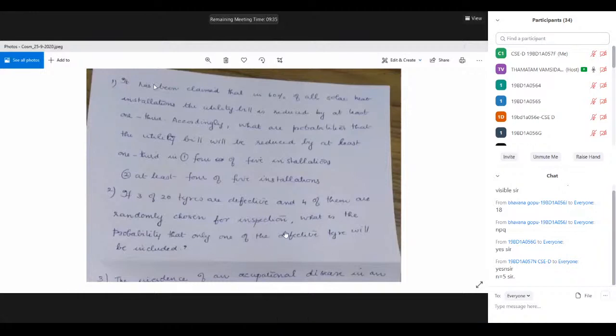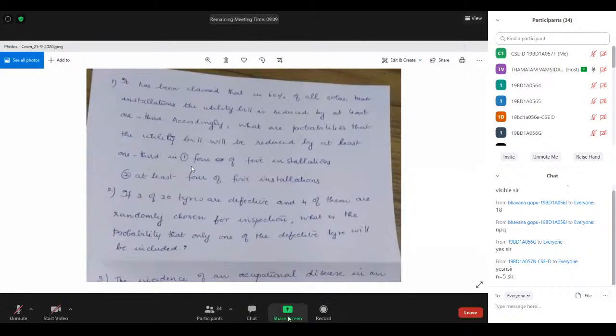Okay, we have only few minutes. I'll give a hint for that one. Okay. I think n is 5. All of you understood. Small p is 60%. That means 60 by 100. That means 0.6. From that, you can get small q value. Small q is 1 minus p. 1 minus 0.6. That is 0.4.